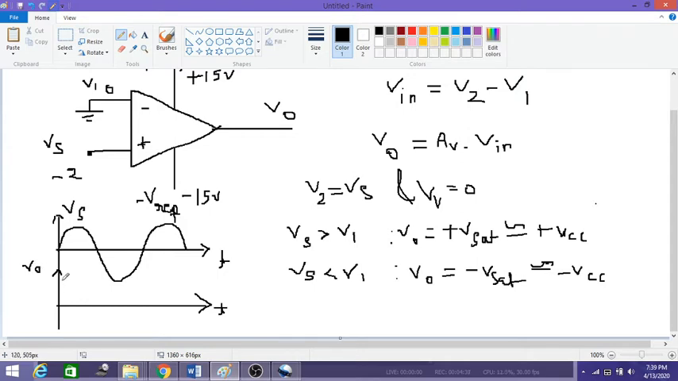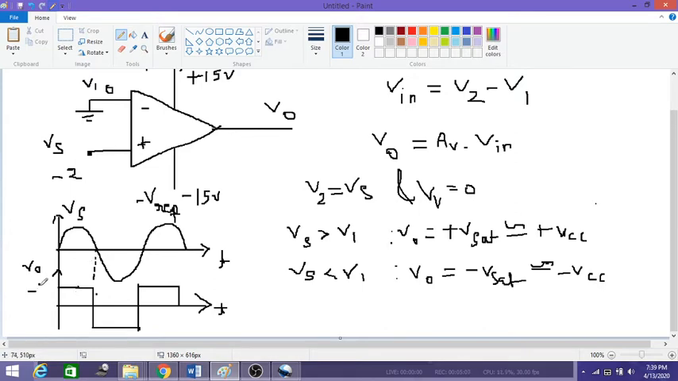So as soon as the input voltage is greater than 0, I'll get a constant output voltage of plus 15 volts, and at this point I'll get a constant negative V saturation voltage as long as it is on the negative peak in the input. So like this, we will get an output of a square wave. So this is nothing but a comparator output.